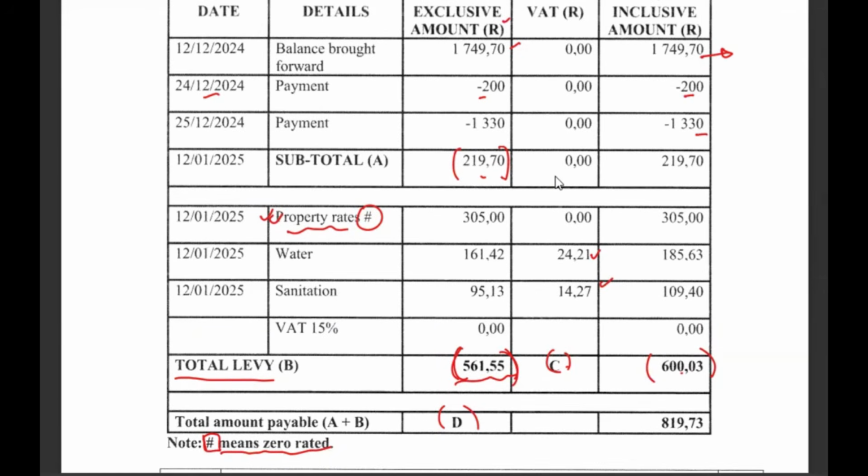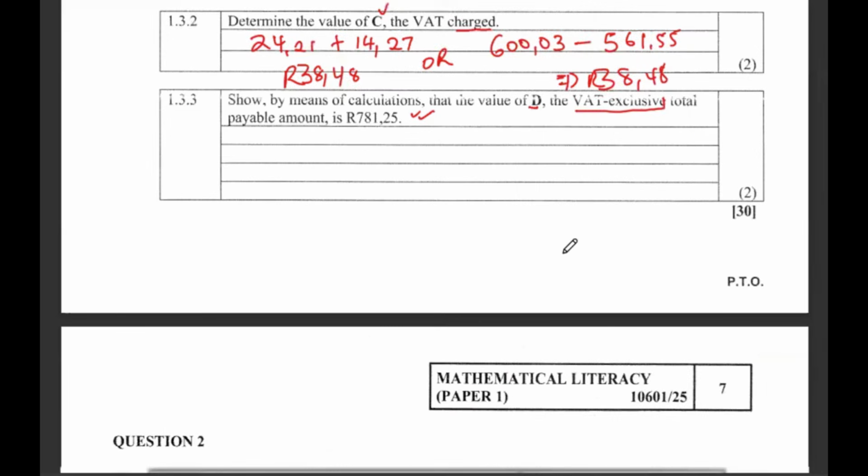Okay. So we're having 219,70 plus the 561,55. And this gives me a total of 781,25. So we cannot fail such questions where the answer is already given, okay?